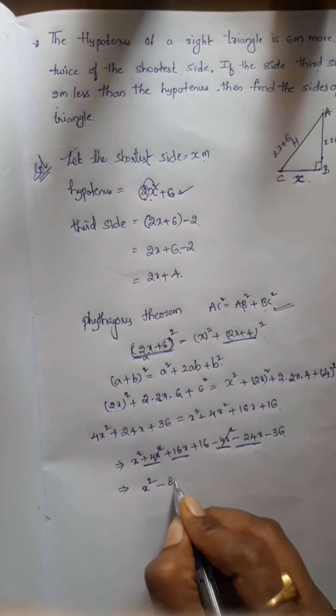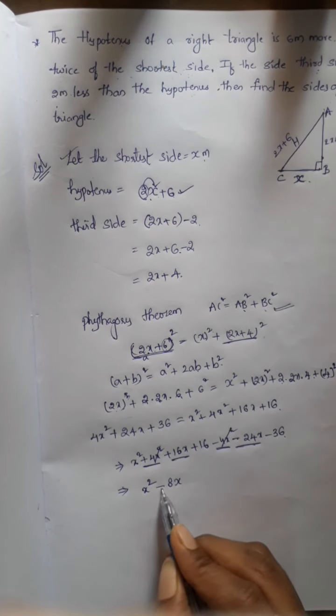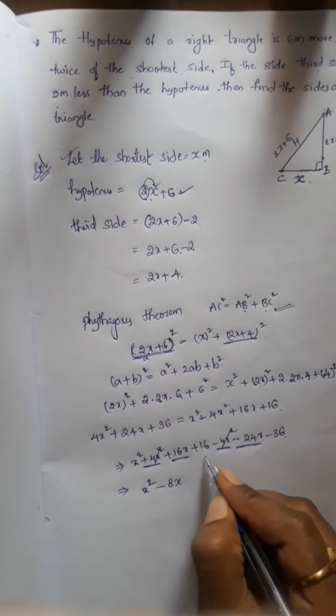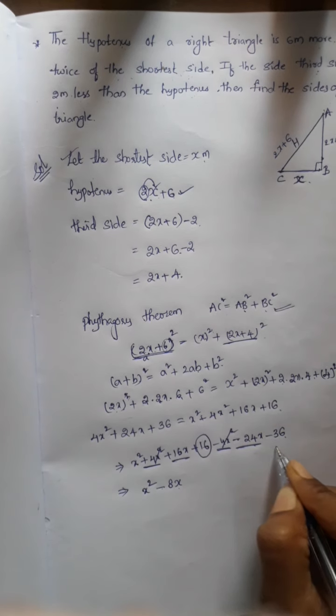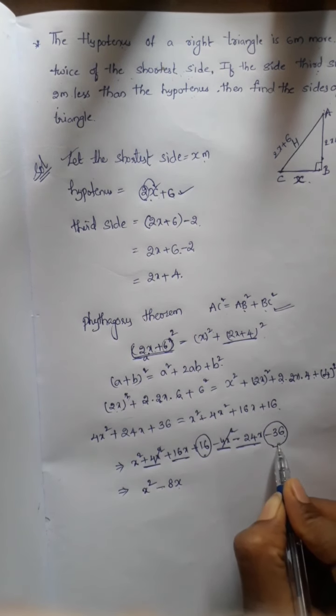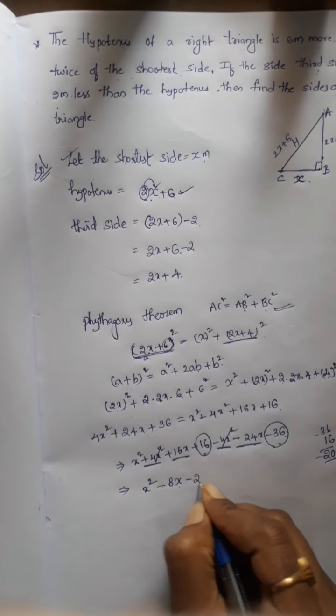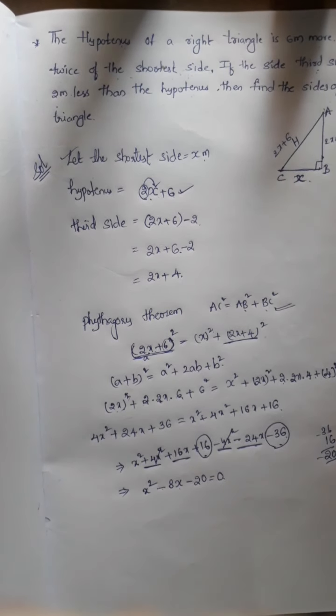Minus 8x, because the bigger number has the minus sign, right? So minus 8x. Now what is remaining? The constant 16 here and minus 36 here. Here plus 16, here minus 36. So plus 16 minus 36 gives us minus 20. So minus 20 is equal to 0.